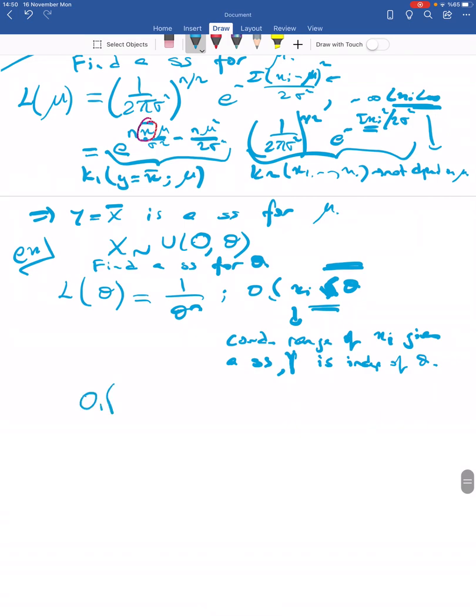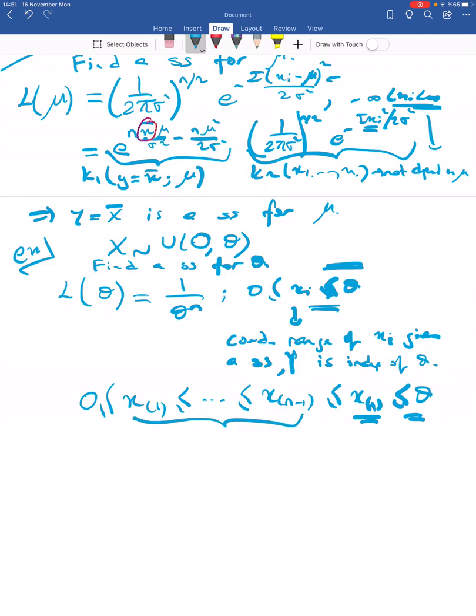So let's write this range in ordered form again. Let me write one more thing: n minus 1, xn, and theta. We have to develop this kind of logic here. This is the upper boundary, xn and theta. So these are the upper boundaries for theta, but these are all ranges for x values.